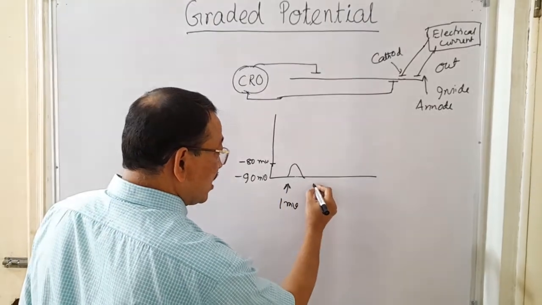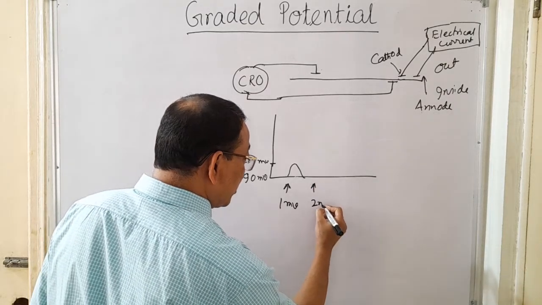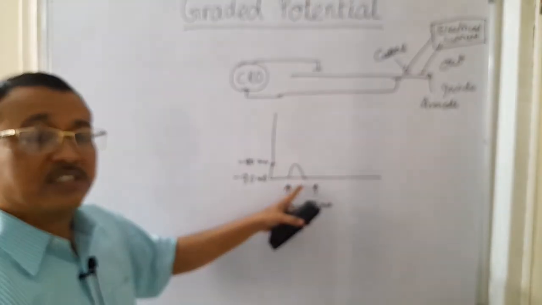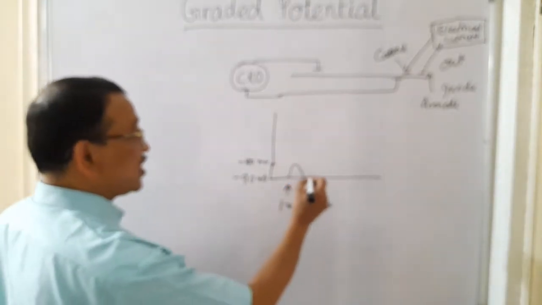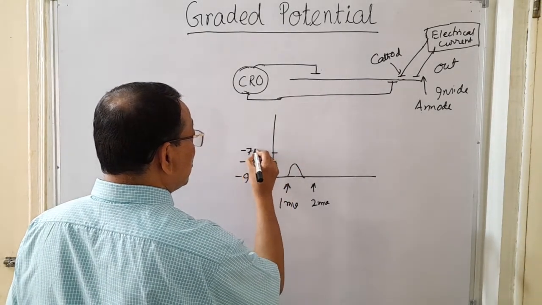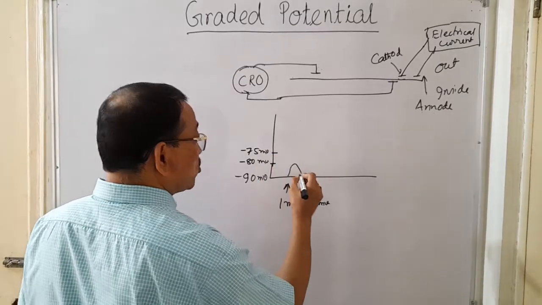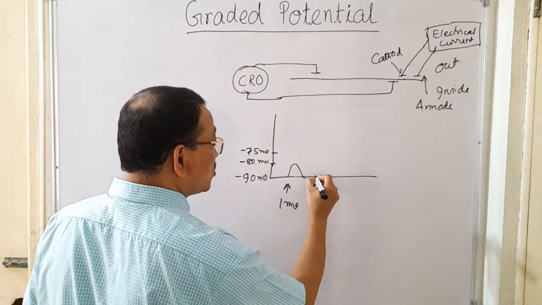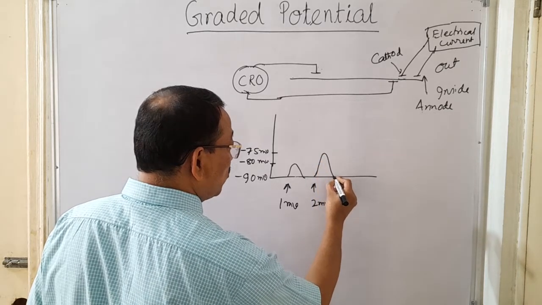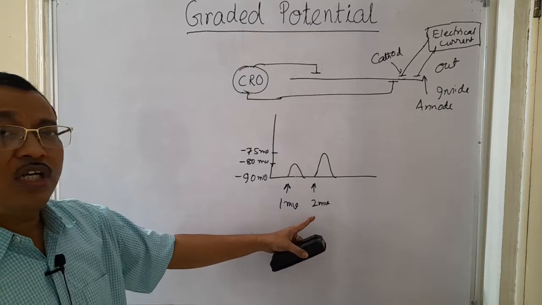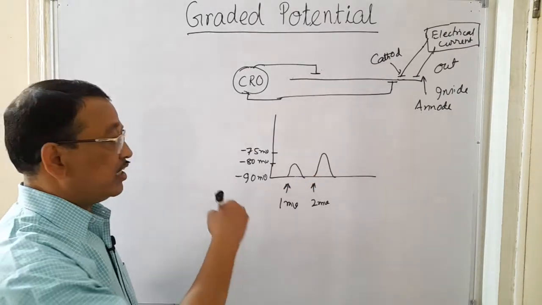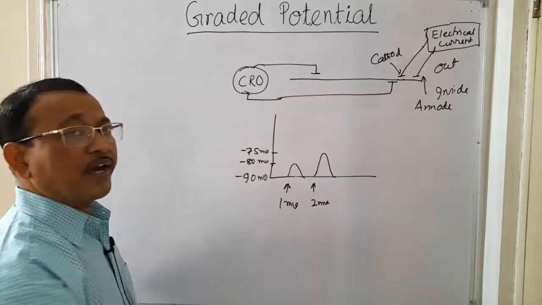Now suppose the strength is increased a little bit, that is 2 millivolt. A 2 millivolt electrical current is applied on the cell membrane, and obviously this is, suppose, minus 75 millivolt. So the potential difference will be a little bit reduced. In response to 2 millivolt, the potential difference changes more, that is suppose minus 75 millivolt.